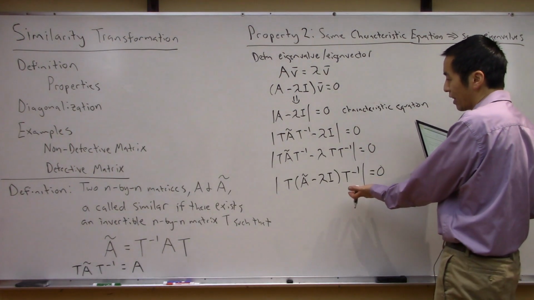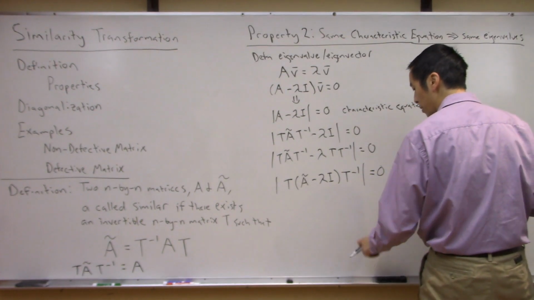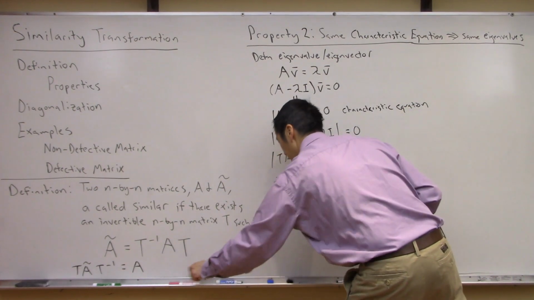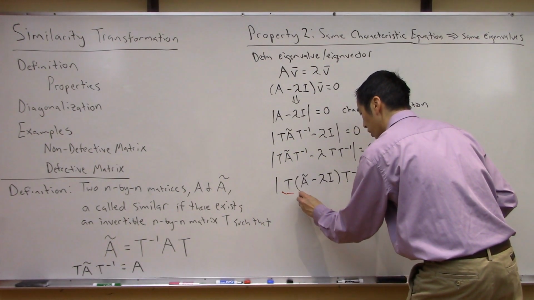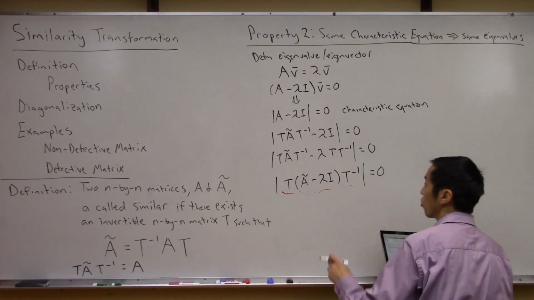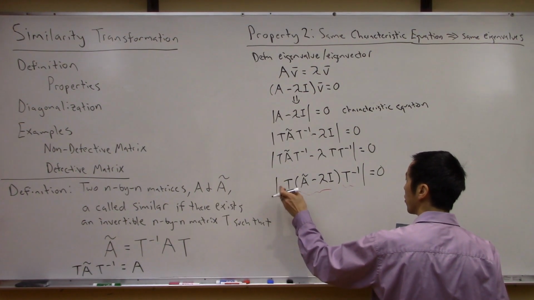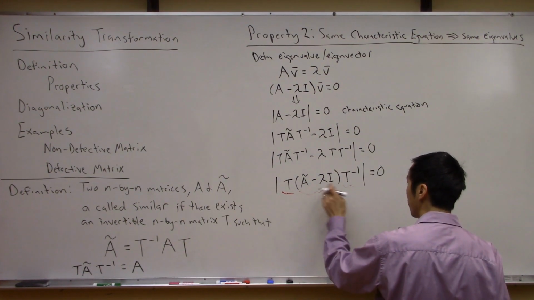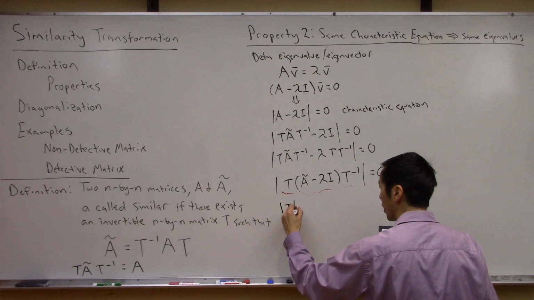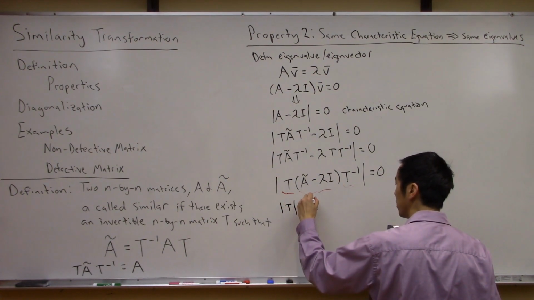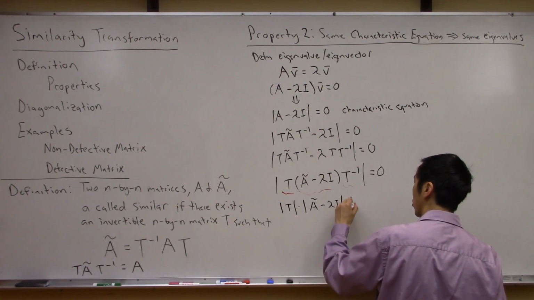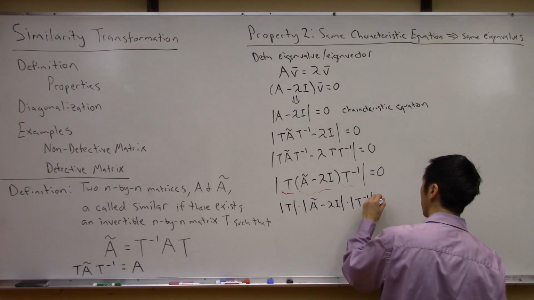Now, this looks a whole lot like what we did in property 1. This is a product of 3 matrices. You've got T here, that's one matrix, here's the second matrix, here's the third matrix. Let's use our property for the determinant of the product of 3 matrices and break this up into 3 individual determinants. So I have the determinant of T, that's matrix 1, times the determinant of A tilde minus lambda I, times the determinant of T inverse. That's got to equal 0.